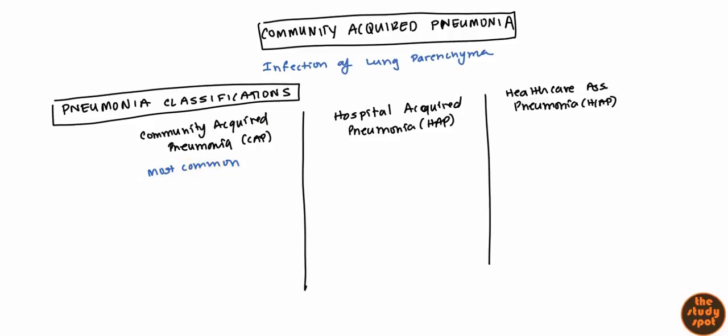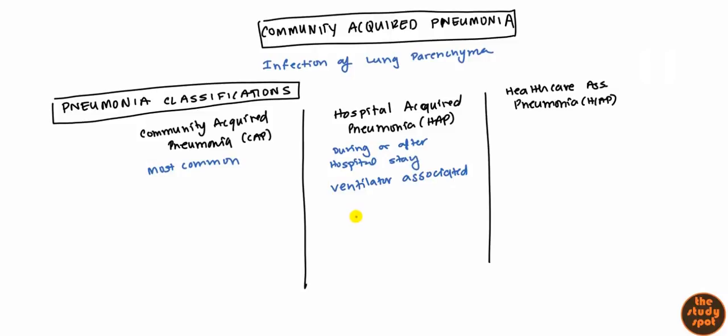So community-acquired pneumonia is the most common. This is when a patient just walks into the clinic, they've never had any history of hospitalization or any type of association with a nursing home, then it's going to be community-acquired pneumonia. Hospital-acquired pneumonia is generally going to be during or immediately after some hospital stay. And here is also ventilator-associated pneumonia, and these are patients who are intubated. They tend to get a particular type of pneumonia.